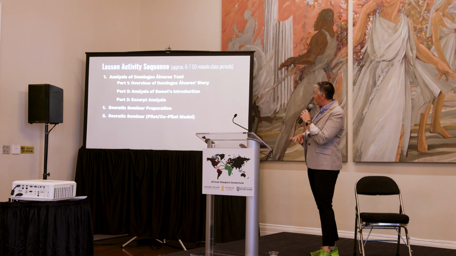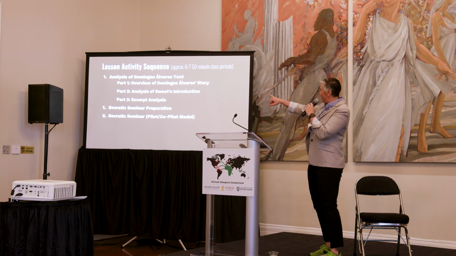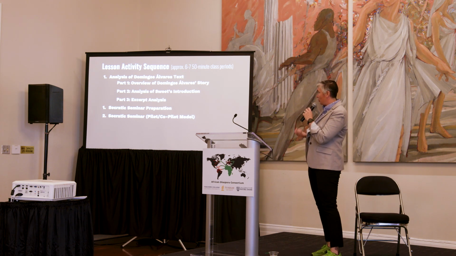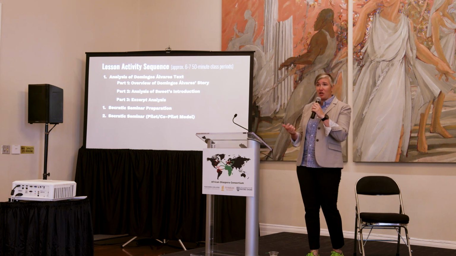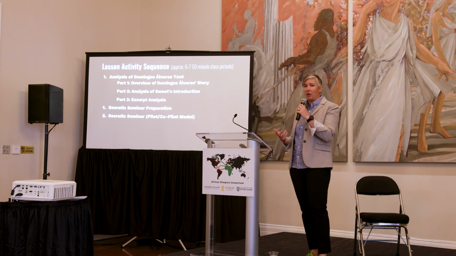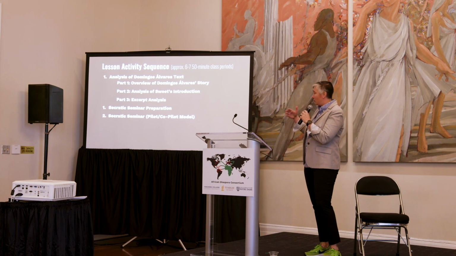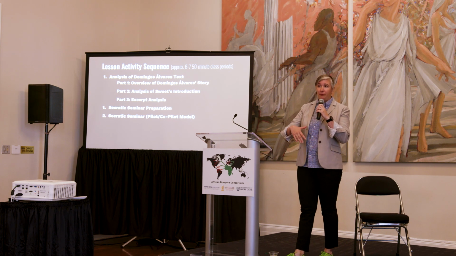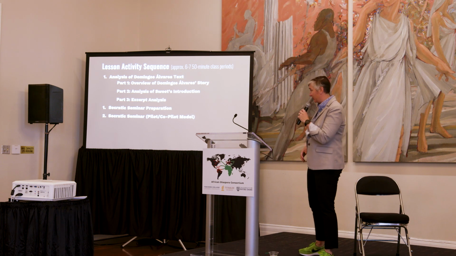So I have 3 parts, which I misnumbered. First is the analysis of the text itself. And so we go through the story of Domingos Alvarez. We analyze James Sweet's introduction. It's a really well-written introduction of his manuscript, and then we take various excerpts. We prepare for a Socratic seminar. I have a form that the students fill out, and then the culminating activity is the actual seminar itself.